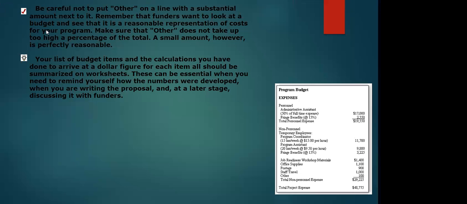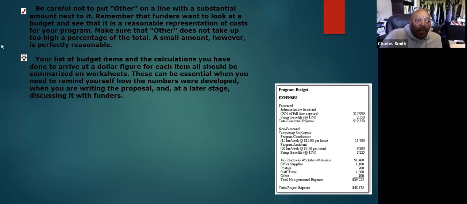Now let's jump back over here again and read the first paragraph for me. Be careful not to put other on the line with the substantial amount next to it. Remember that funders want to look at a budget and see that it is a responsible representation of costs for your program. Make sure that other does not take up too high a percentage of the total. A small amount, however, is perfectly reasonable.